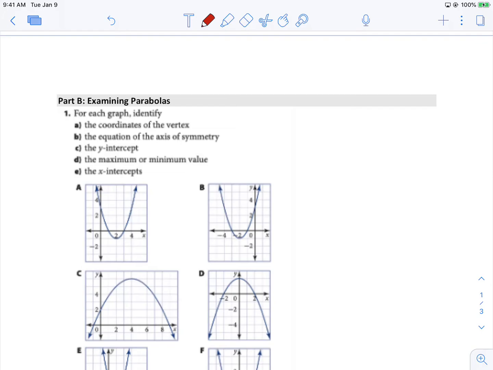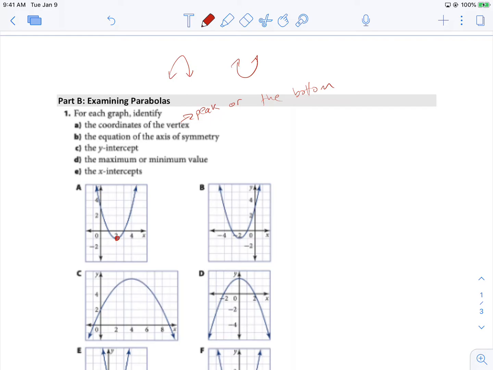Before we get there, let's take a look at some parabolas. Parabolas are these U-shaped things that either open up like that or down like that. For each graph, we're going to identify the coordinates of the vertex. This is like the peak or the bottom. So for this one, what is the point of our vertex?